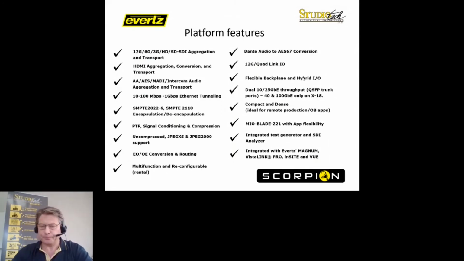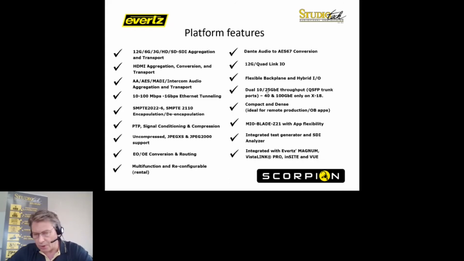The SFP trunks that are available in the SFPs are 10, 25 gig, or only for the X18 platform, on which I come back in the next slide, it's 100 gig supported. There is one component that you can fit in the Scorpion, that's the MioBlade Z21, on which I also will further elaborate. This is a complete FPGA device that is app dependent in terms of processing.